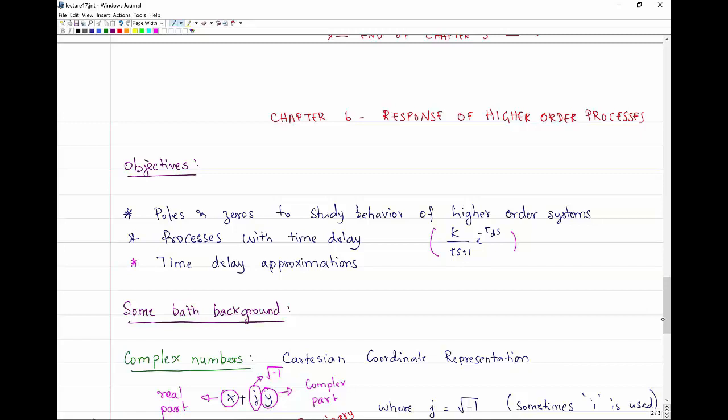So what we would like to do in chapter 6 is define two new quantities called poles and zeros to study or relate the behavior of higher order systems to these poles and zeros. We want to relate poles and zeros to the dynamic behavior of higher order systems. We are also going to study processes with time delay and look at some approximations of these time delays. It turns out that designing a controller using a time delay is not a straightforward exercise.